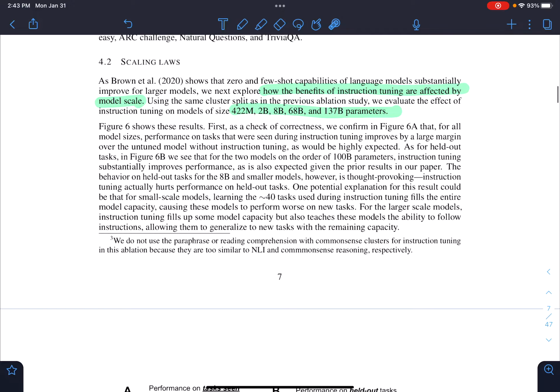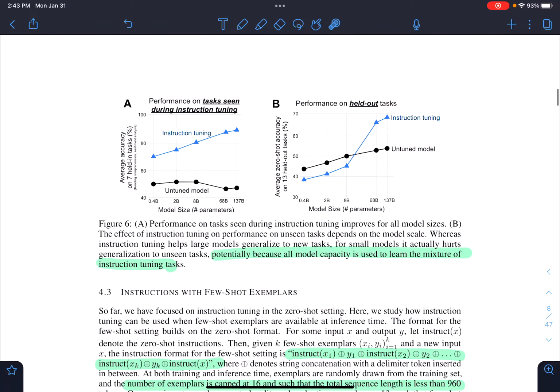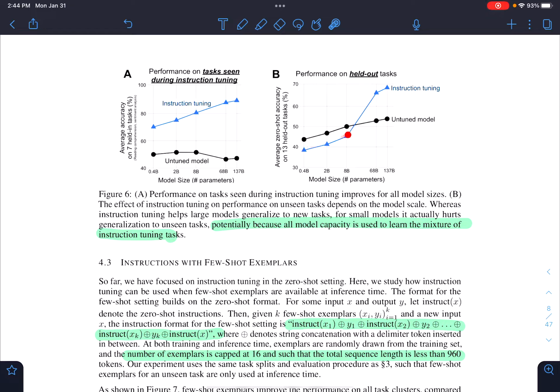The third result is about the question of how much instruction tuning is affected by model scale. So these are the scales of the model, and what they found was that as you increase the model parameters, the instruction tuning surpasses the untuned version, and these are for held-out tasks, the unseen tasks. For seen tasks, it's always better. But for unseen tasks, it hurts the performance for smaller models and it increases for bigger models, which is again interesting to see. And the probable reason why it hurts the performance is because all of the model capacity is used to learn the mixture of instruction tuning rather than the task itself.